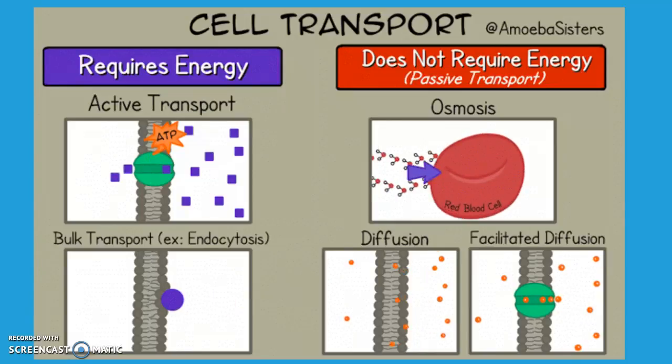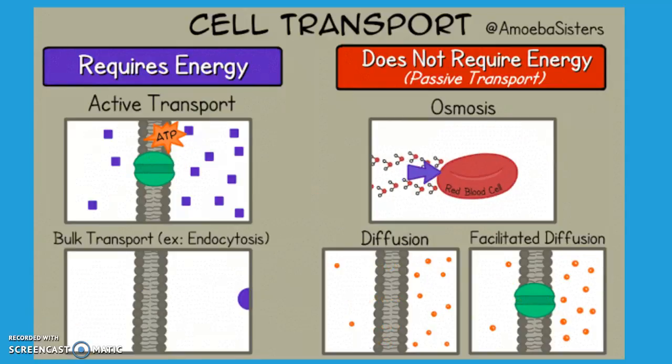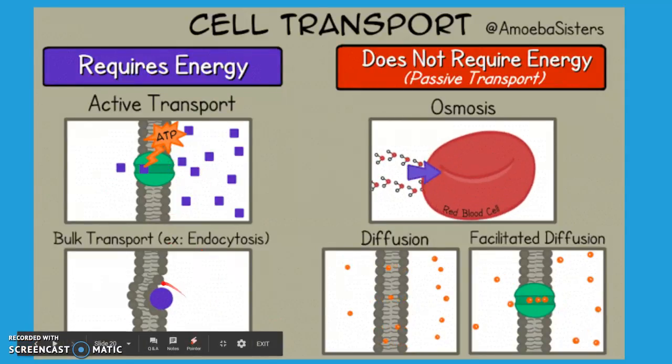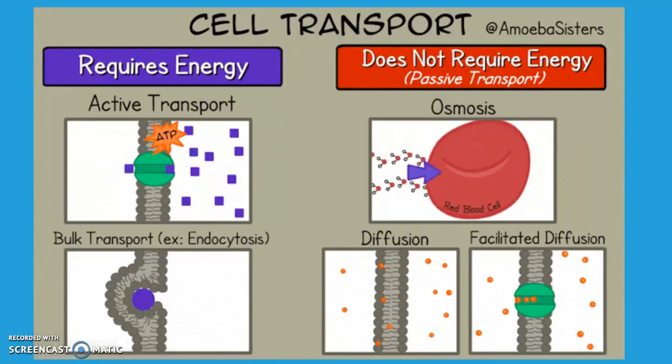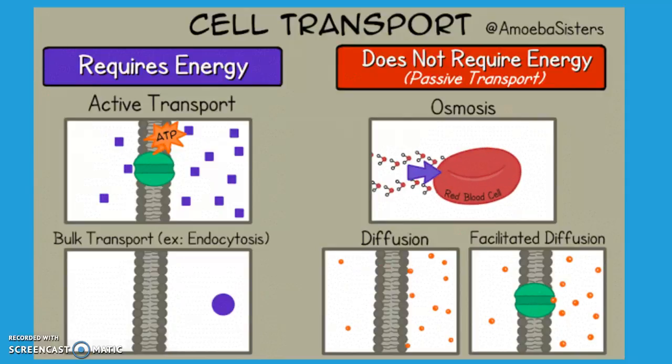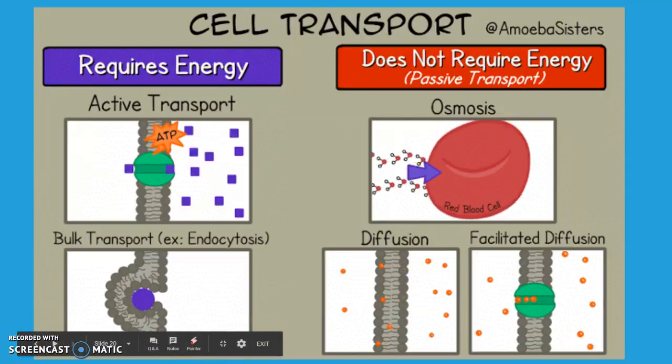All right, so one more time, active transport requires energy. That's going to be your protein pump. It's going to be your endo and exocytosis. Passive transport does not require energy. It's going to be diffusion, facilitated diffusion, or osmosis.